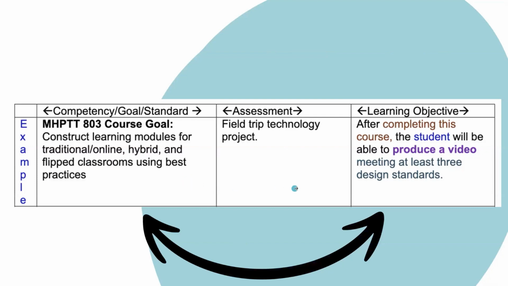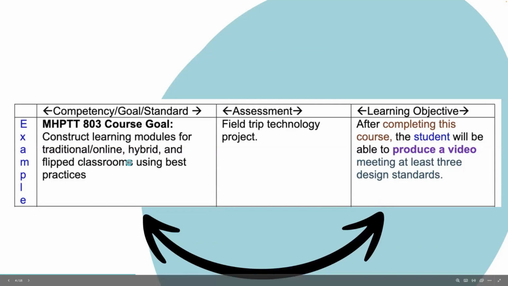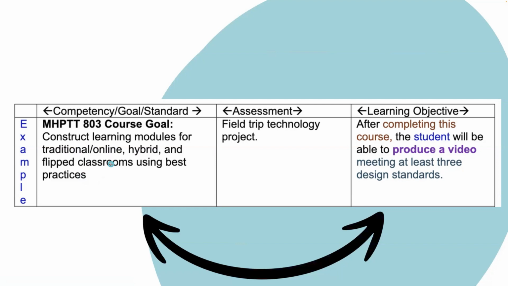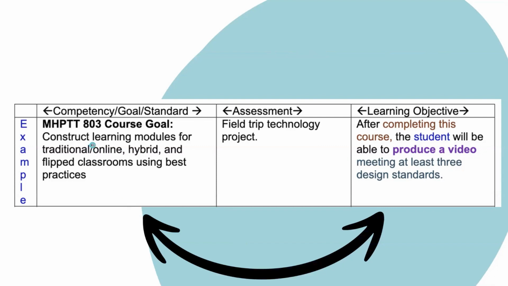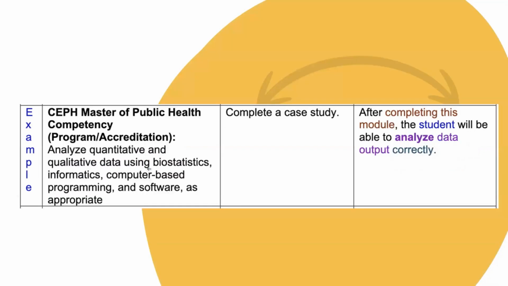So we can see that we went from the field trip to the learning objective, and now the learning objective aligns here under this competency goal. So we know that if the students complete the field trip project, they have produced a video that met at least 3 of these design standards, and that this will have proof that they met this goal of constructing learning modules for these different types of classrooms. All right, let's go on to the next one.